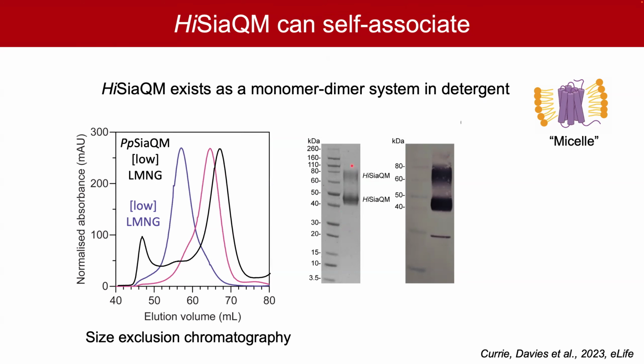Just to say that for the non-fused, this is the PP SiaQM that I showed you before, when we have it in the same concentration of LMNG, we don't see this drive to a dimer formation in the SEC trace. So it seems to be something that's unique to at least this fused TRAP transporter.